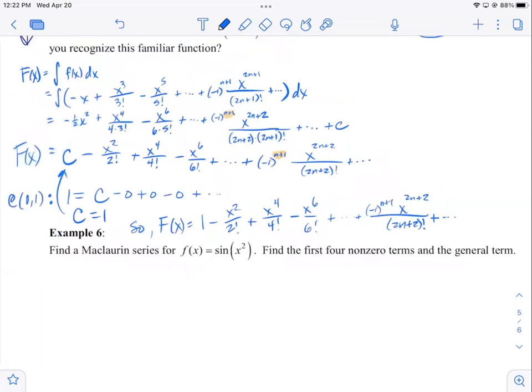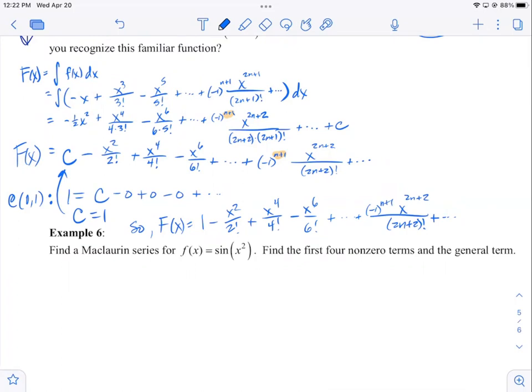Now just to review, when I integrate a power series like I just did, do I change the radius of convergence? No, I don't change the radius, but I do possibly change the interval of convergence, right? It's the endpoints that might fall by the wayside or be included possibly. So I would have to check the endpoints.